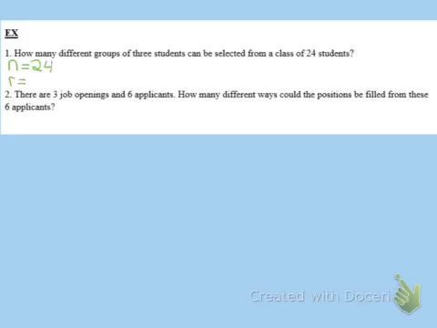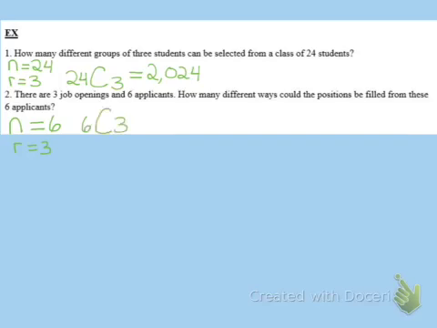So now that we know that example 1, 24 choose 3, is 2024, what's example 2? 6 choose 3. Utilize your calculator and see if you can figure it out. If your calculator tells you that 6 choose 3 is 20, then you did it correctly. Great job.